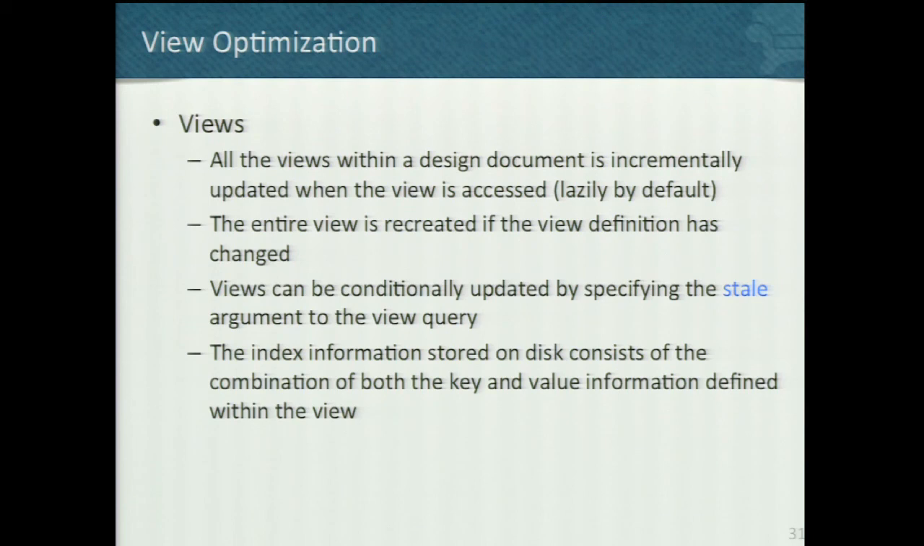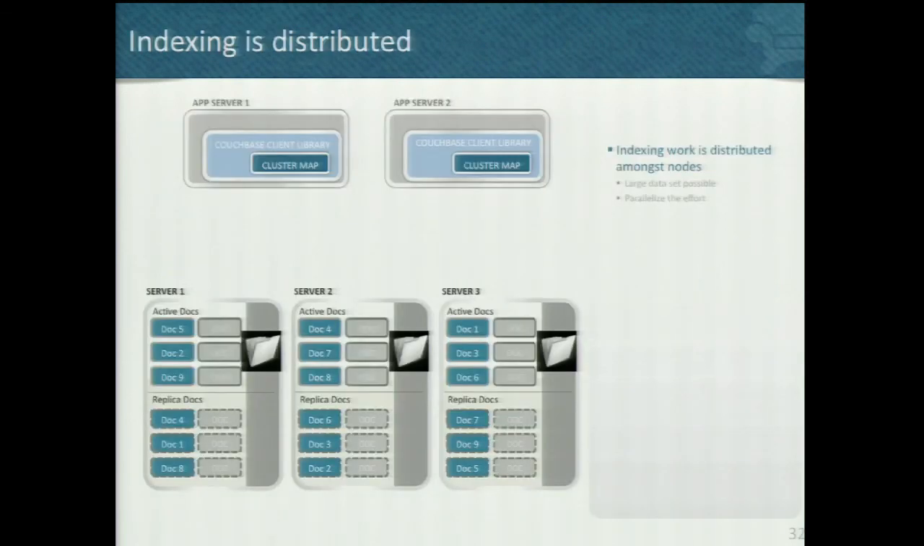The index information is stored on the disk, and like I said, it's all stored decentralized. This picture illustrates this: all the indexing work is distributed amongst the different nodes, and whenever you do a query, the results are brought together and presented back to the user. This is in principle.